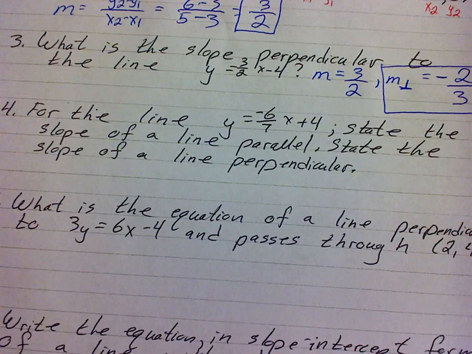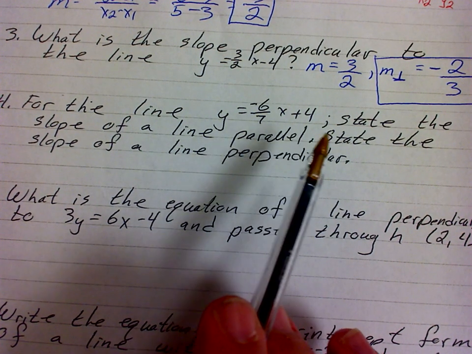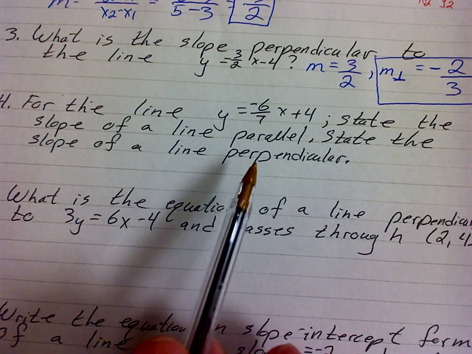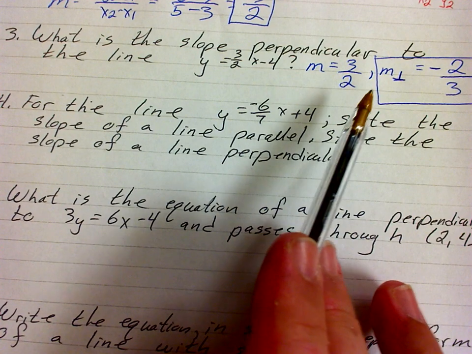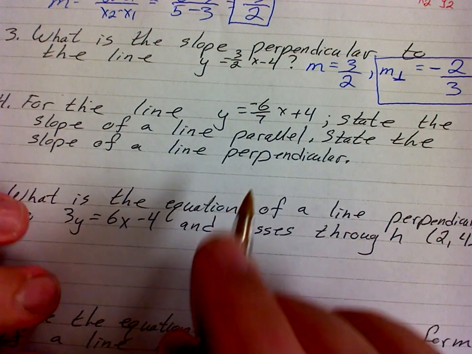All right, the next one here, this is kind of a two-parter. For the line y is equal to -6 over 7 x plus 4, state the slope of a line parallel, and also state the slope of the line perpendicular. So it's kind of like doing the previous problem over again, but also adding in us finding the parallel line.